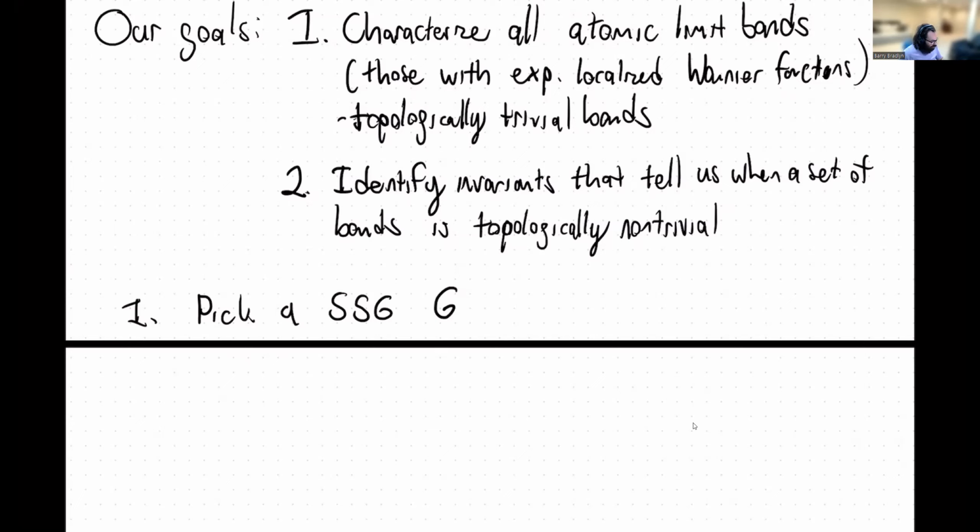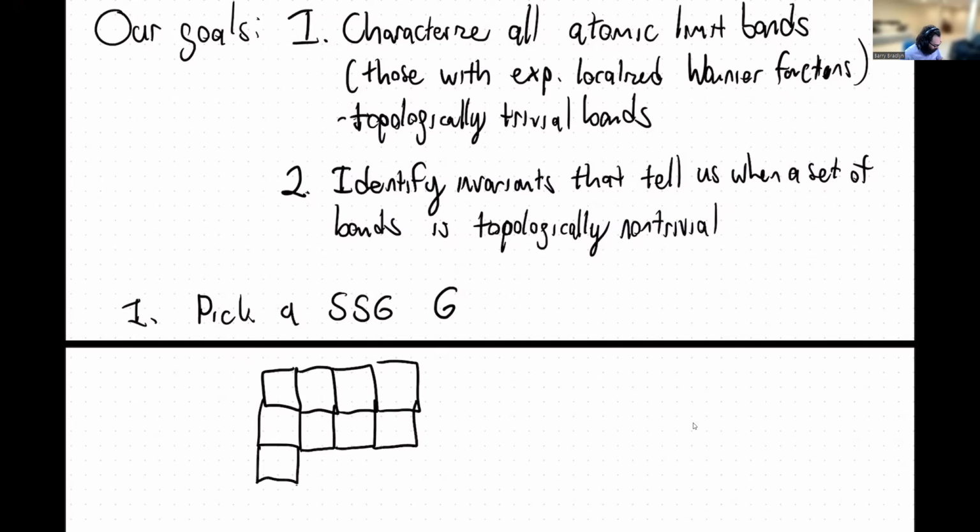So we'll start by drawing some unit cells for the Bravais lattice of this space group. And let's put an atom at some point in one of these unit cells. Let's call that point Q. So we'll put an atom at Q.